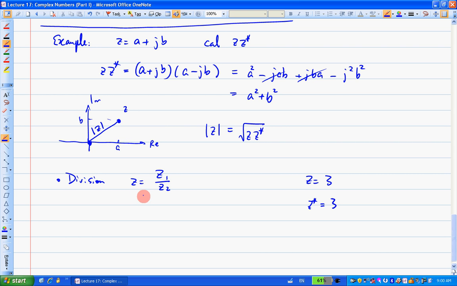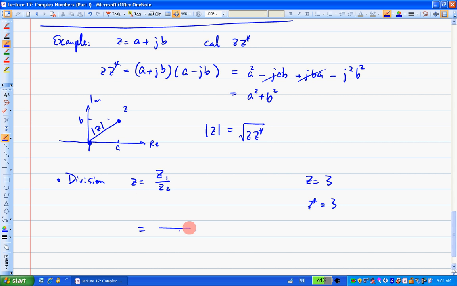When you do division operations, basically the idea is that on the denominator you have a complex number, but we don't like a complex number on the denominator. It's complicated. So the whole point when we do division is to get rid of the complex number on the denominator. How do we get rid of it? What if I turn the complex number into a real number? We can multiply it with its conjugate.